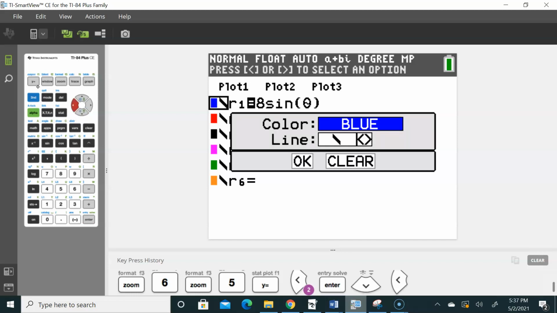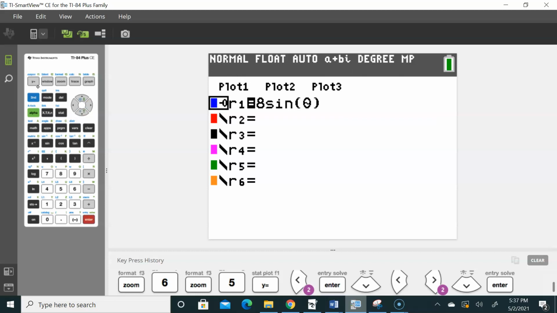See where it says line? You can do many things. You've got a thick line, thin line. This little, looks like a -0, it's actually called the tracer head. It's going to draw the graph, but you're going to see that little 0 where it's drawing the trace of the graph. So I'm going to hit OK with this. Now I want to hit graph.